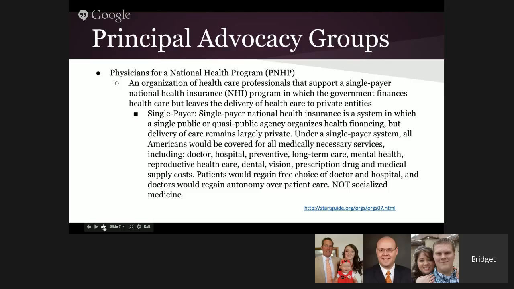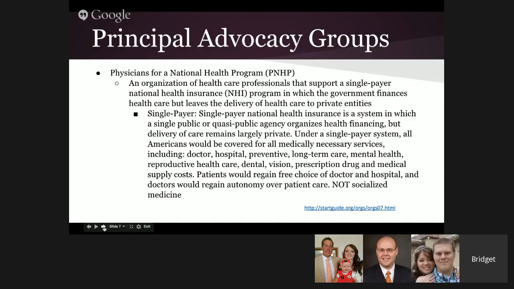All right, and some of the principal advocacy groups, I've got a couple listed here. The first one is the Physicians for a National Public Health Program, or PNHP. They support a single-payer national health insurance, which is a system where a single public or quasi-public agency organizes health financing, but delivery of care remains largely private.